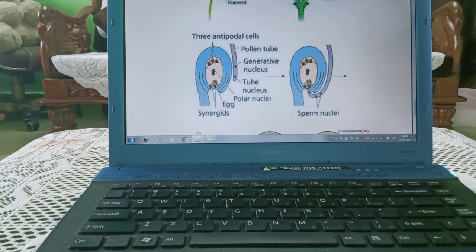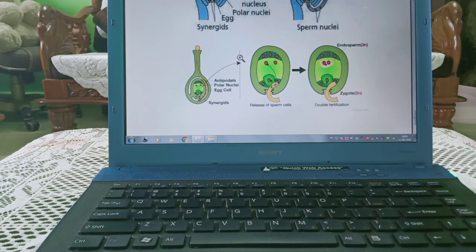So, as you can understand, here this is one fertilization, this is the second fertilization, and triple fusion. One fusion of these two cells. Second fusion when the male gamete fuses with this, and third fusion when the male gamete fuses with the female gamete. So it is known as double fertilization and triple fusion.